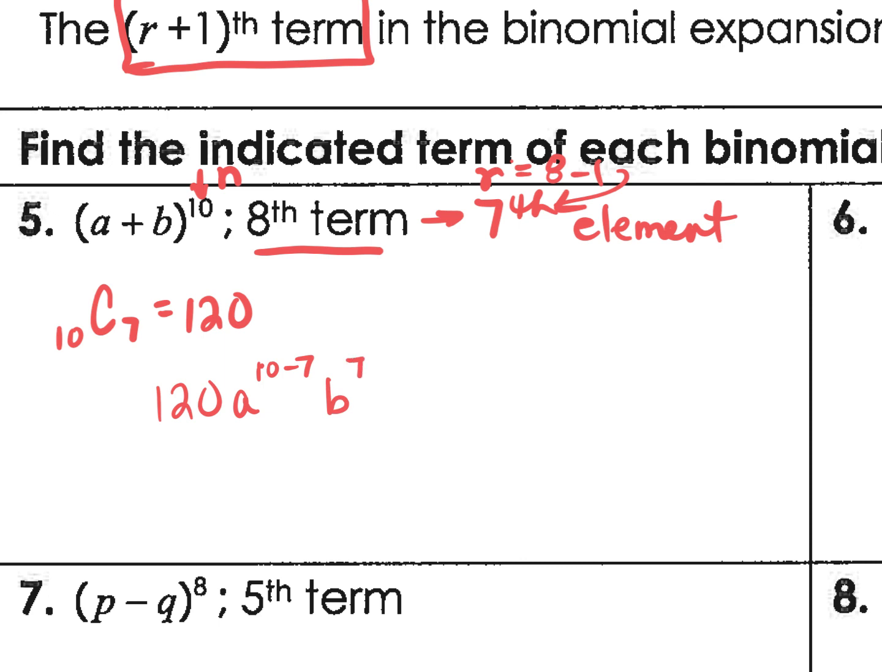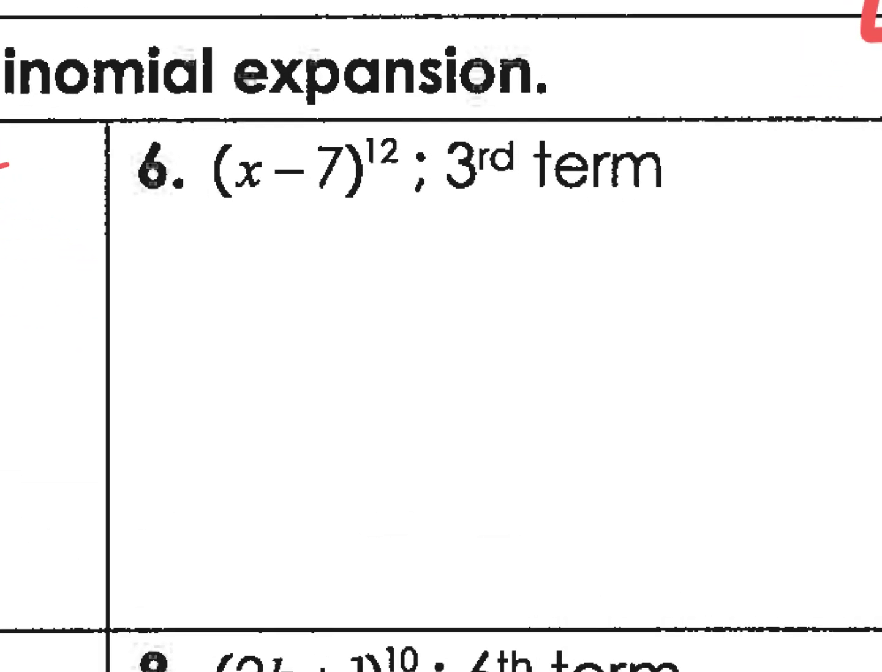So what is 10 minus 7? So we get 120, A to the 3rd, B to the 7th. And what did we say that the exponents had to add up to every time? N. So 3 plus 7 is. So let's try one more of these together, and then you can do it on your own.